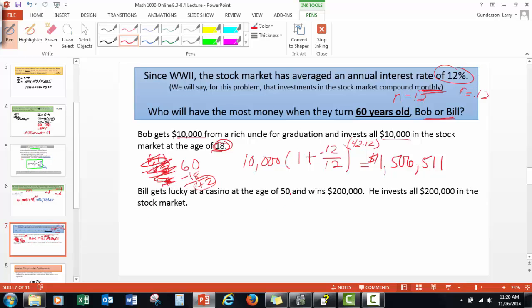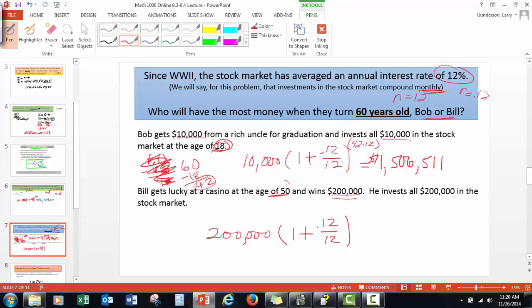He didn't invest any money when he was young, but he did get lucky at a casino and won $200,000 and invests all that into the stock market at the age of 50. So we have 200,000 times 1 plus 0.12 over 12, because it's still 12% interest compounded monthly.